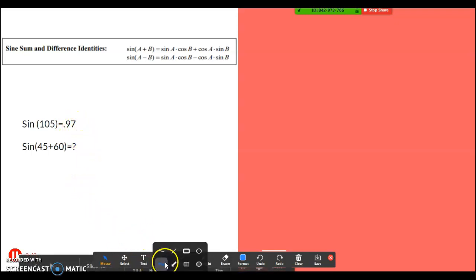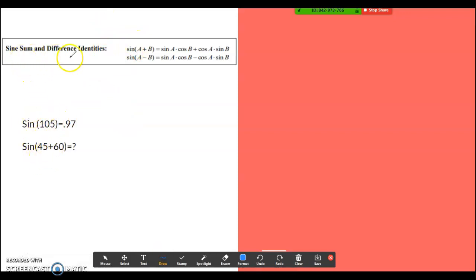So let's do some work here, and let's use the formula for the angle sum and difference identity for sine. Now, if we notice, we are adding these two angles, so we're going to focus on the sum identity for sine, which says that the sine of A plus B is equal to the sine of A times the cosine of B plus the cosine of A times the sine of B. All right, so let's go ahead and work that out.